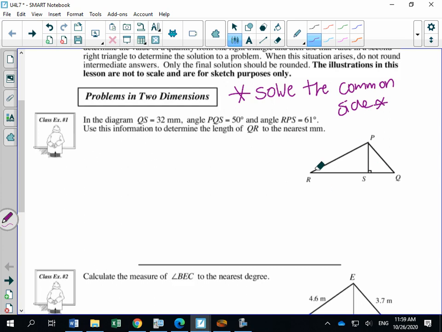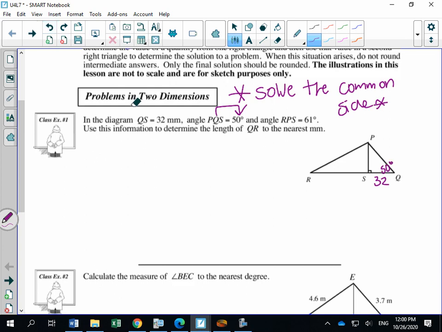Okay, based on these 2 triangles, let's see if we could label everything according to what it says. It says in the diagram, QS is 32 millimeters. So put down your 32 for QS. PQS is 50 degrees. So that's going to be angle Q. And remember, if we trace it, P to Q to S would be that angle there. That will be 50 degrees. So we'll put that in.